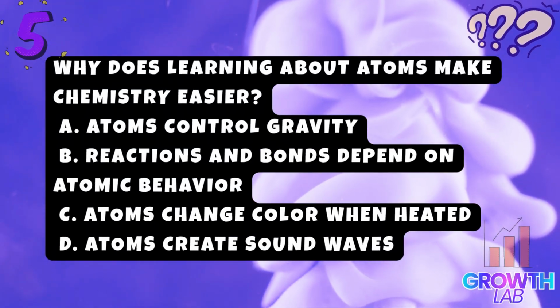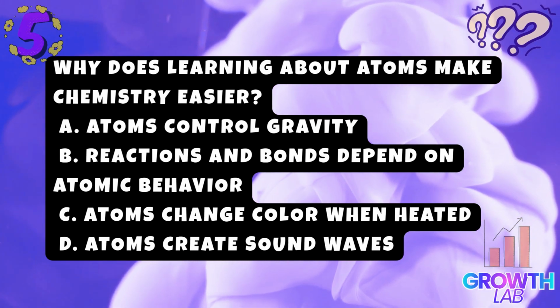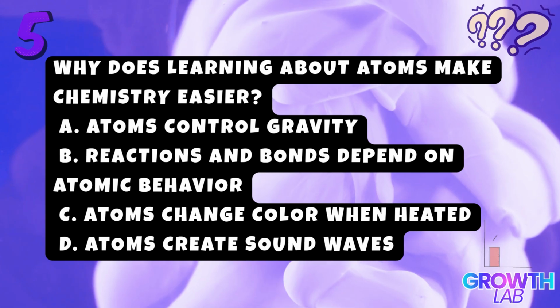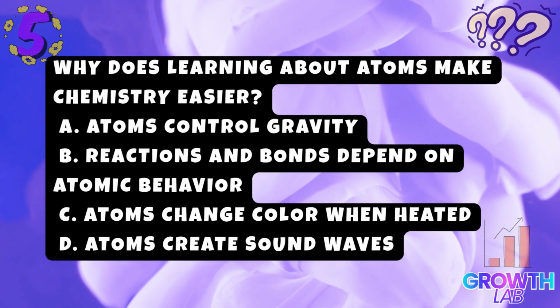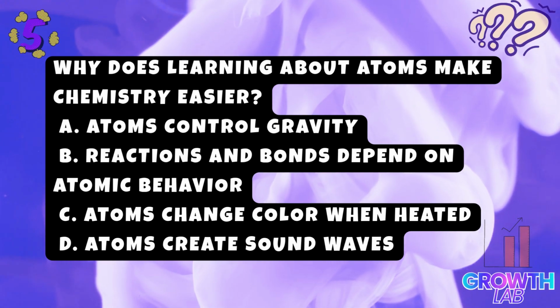Question 5. Why does learning about atoms make chemistry easier? Answer options are: Option A, atoms control gravity. Option B, reactions and bonds depend on atomic behavior. Option C, atoms change color when heated. Option D, atoms create sound waves.